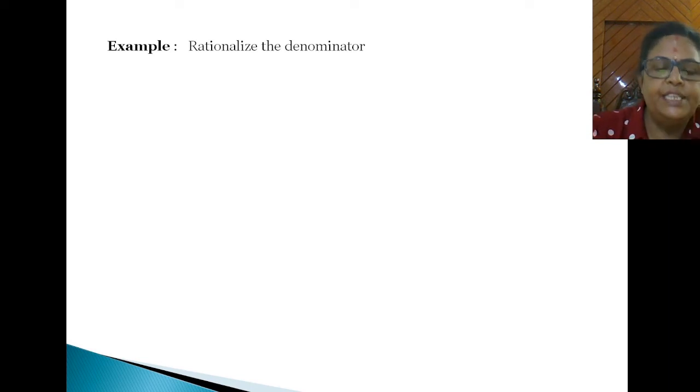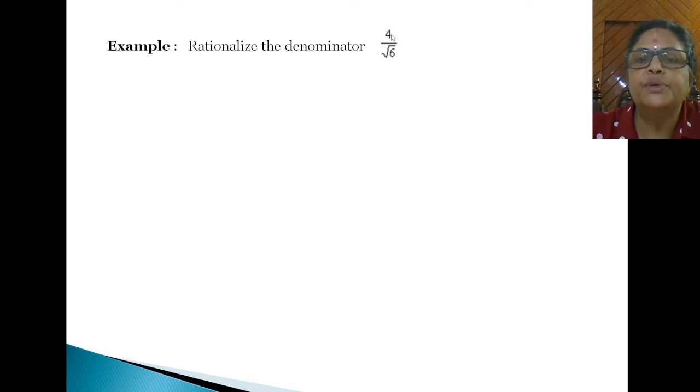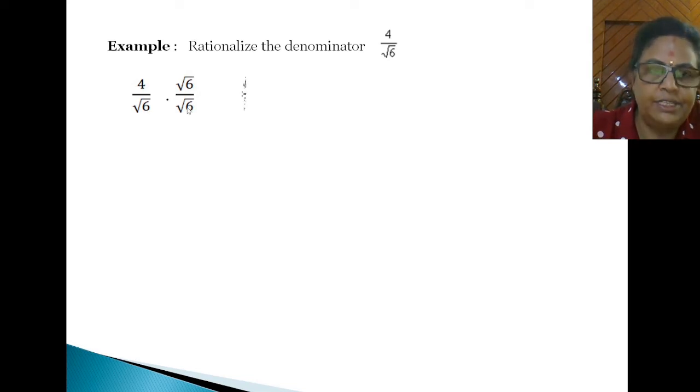Then rationalize the denominator of 4 by root 6. This is also a monomial. So what will you do? You will multiply the numerator and denominator by root 6 by root 6. 4 by root 6 into root 6 by root 6. Here 4 into root 6 is 4 root 6, and root 6 into root 6 is 6. So you will get 4 root 6 by 6.